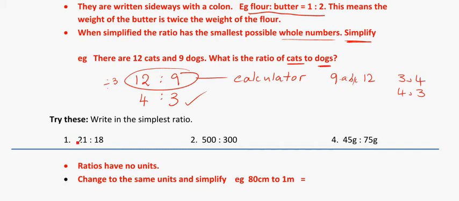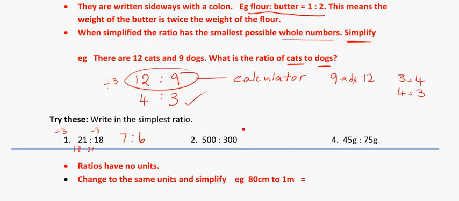Okay, write in the simplest ratio, 21 to 18. Now if you can recognize that each one is divisible by 3, go ahead and do it. 3 goes into 21 7 times, 3 goes into 18 6 times. So each one is divisible by 3, and so the simplest ratio is 7 to 6. If I put it in the calculator, make sure you go 18 fraction 21 and then switch it round.